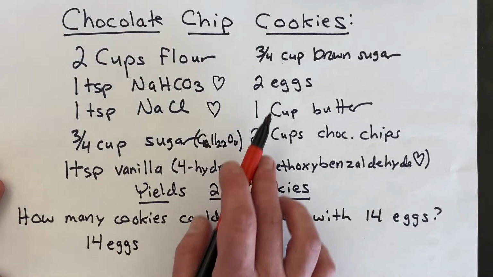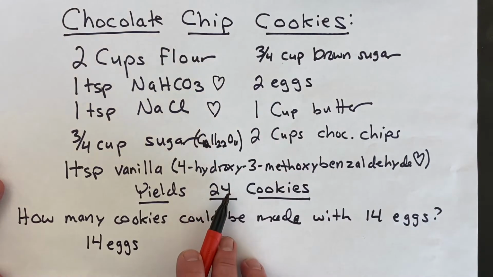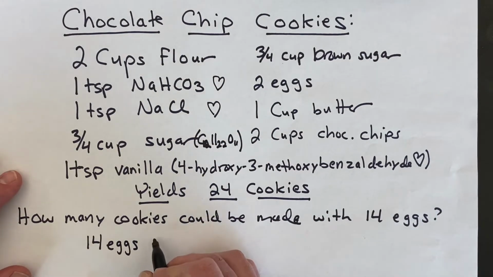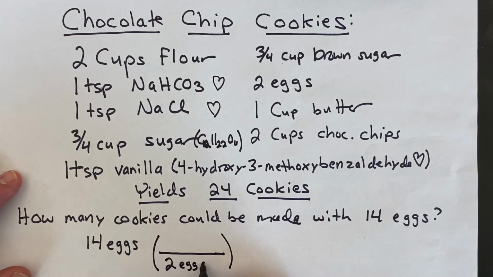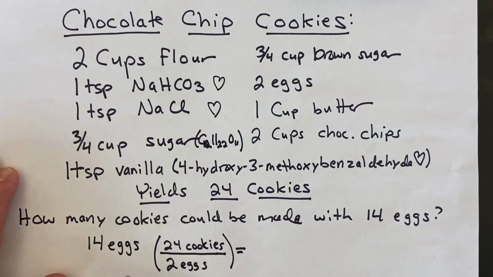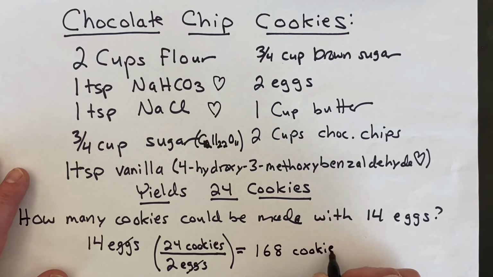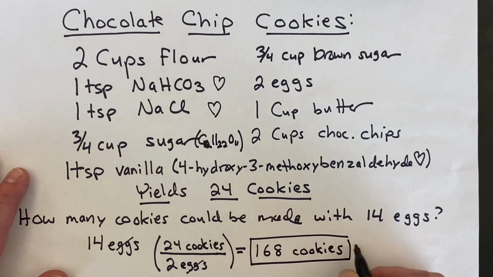Now, according to the recipe, every 2 eggs I put in gives me 24 cookies. So that is going to be the ratio I'm going to use. So 2 eggs, 24 cookies. And a few quick taps of the calculator. 14 times 24 divided by 2. The eggs cancels, and I calculate that I could make 168 cookies with that number of eggs, assuming I had enough of everything else. That's stoichiometry, and most people have done it a million times, they just haven't called it stoichiometry.